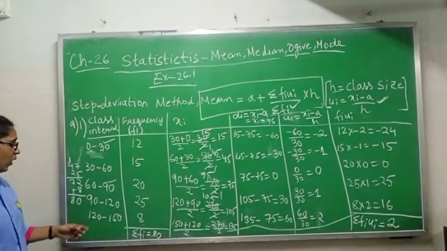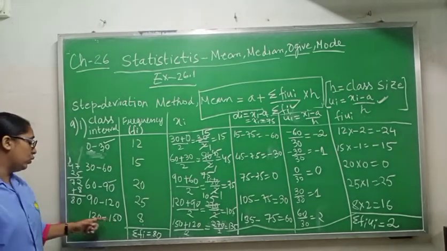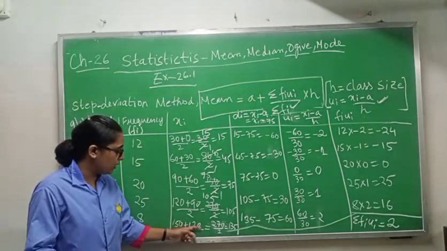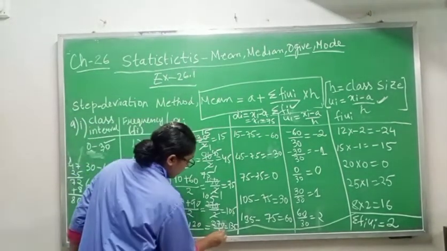That gives 105. Now again upper limit plus lower limit. The upper limit is 150 and the lower limit is 120. 150 plus 120 divided by 2. You will get 270 by 2. So 2 ones are 2.